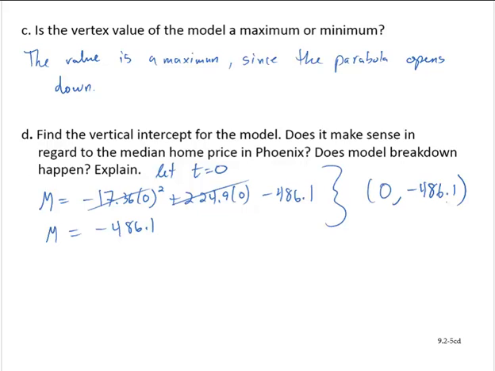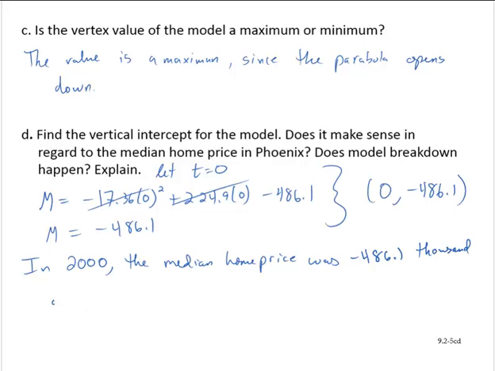All right, so what does this mean? Well, remember, if t equals 0, and t was the years since 2000. So what this is saying is that in 2000, the median home price was negative $486.1 thousand. That doesn't make sense. So this is an example of model breakdown. It just doesn't make sense when t equals 0.